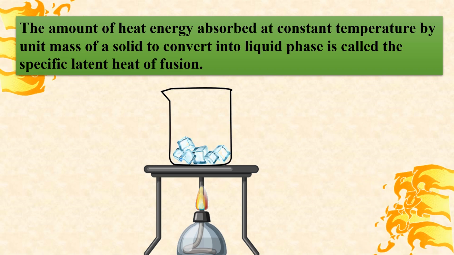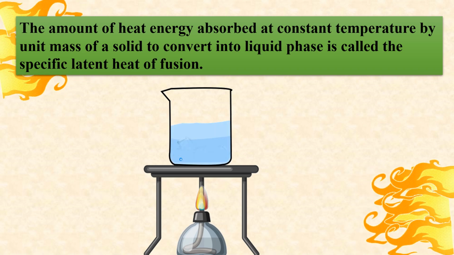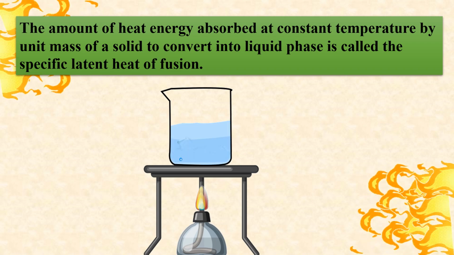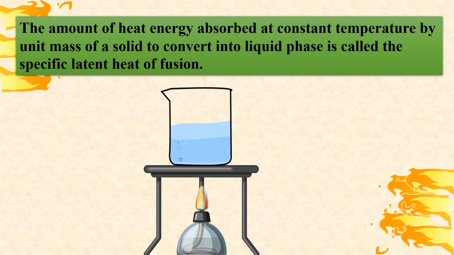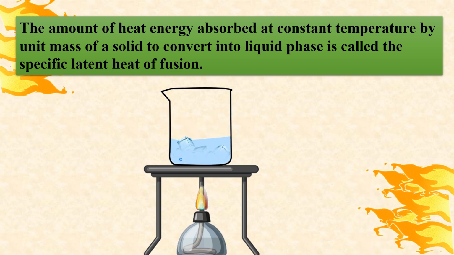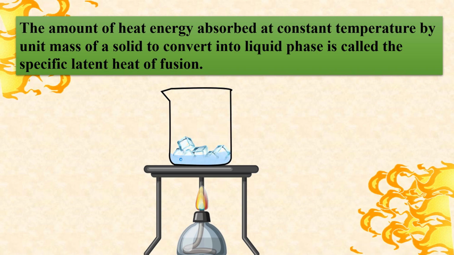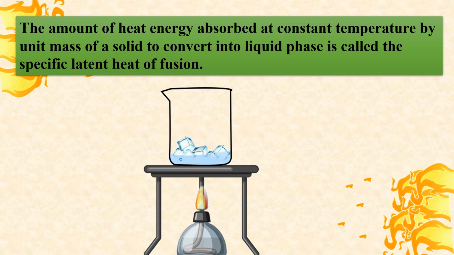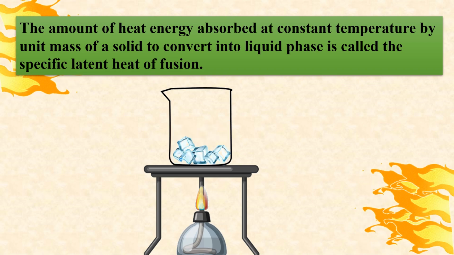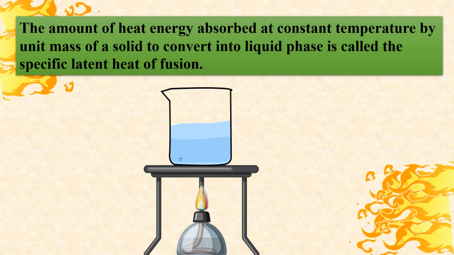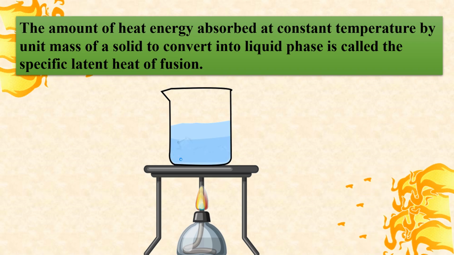The amount of heat, कितनी heat absorb हो रही है at constant temperature by unit mass of a solid to convert into liquid, solid to liquid, ठीक है, phase is called the specific latent heat of fusion. Okay, this is heat of fusion, same चीज़ है, बस यहाँ पर हम लोग कुछ words extra डाल रहे हैं. That is the amount of heat energy absorbed at constant temperature by unit mass of a solid to convert into liquid phase is called specific latent heat of fusion.